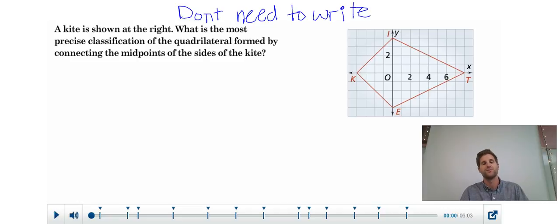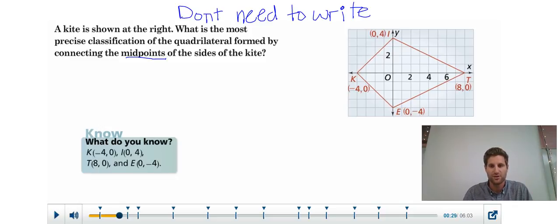Okay. So a kite is shown at the right. We don't use kites, so we're not doing that, but we're going to still be able to use this shape and it'll make sense. What's the most precise classification of the quadrilateral formed by connecting the midpoints? So we need to find the midpoints. We can find the midpoints of these, and we're just going to run through it real quick.